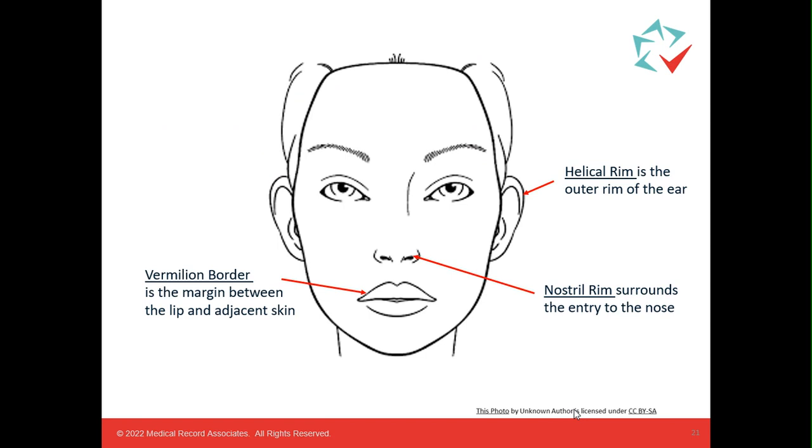Our complex repair codes include repair of the vermilion border, which is the margin between the lip and adjacent skin. Also included is the nostril rim, which is the entry to the nose, the skin that surrounds that entry, and also the helical rim, which is the outer rim of the ear.